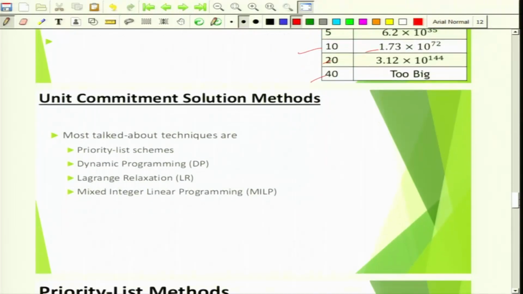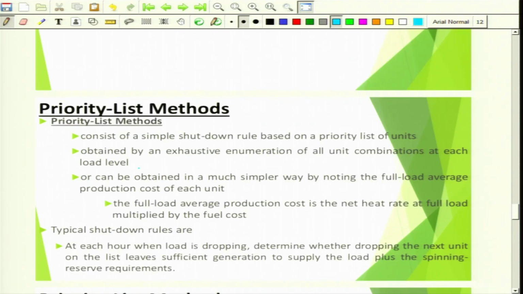Now how do we solve? We will see. The most talked about techniques are priority list schemes, dynamic programming, Lagrange relaxation, and mixed integer linear programming, MILP. Let us discuss the priority list methods.